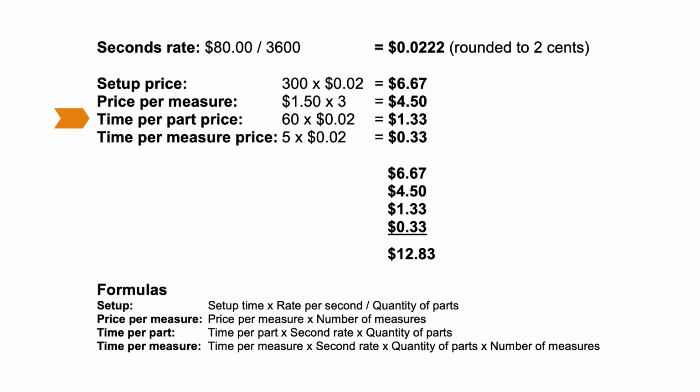We figure out the time per part by multiplying 2 cents by 60, and then multiplying that by the number of welds. For 3 100mm welds, multiply 0.02 by 5, and then by 3, the time per measure price would be 33 cents. If we add all of those numbers together, we get the total cost of welding 3 100mm welds: $6.67 for setup, plus $4.50 for the price per measure, plus $1.33 for the time per part, 33 cents for time per measure, equals $12.83.